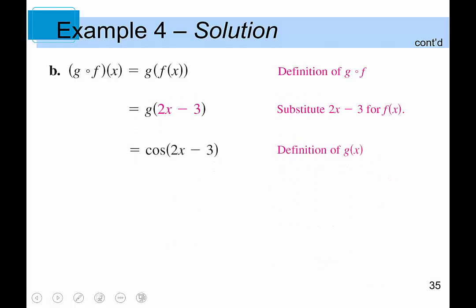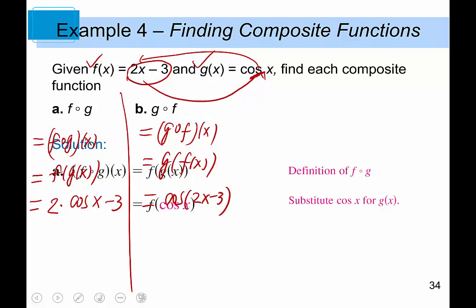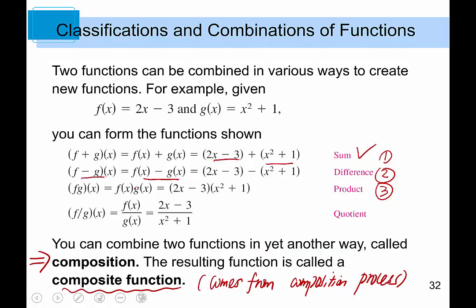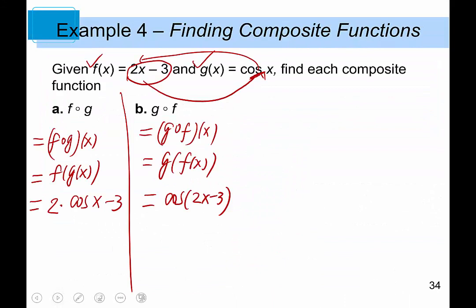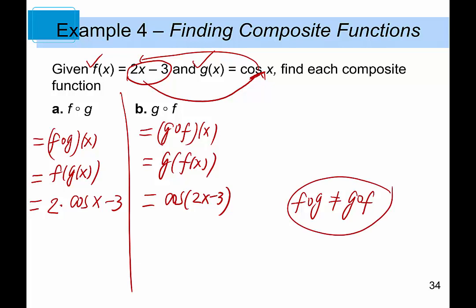So this is the detailed solution. As you can see, f of g of x and g of f of x are not the same. The result does not come out the same. F composite g in this case is definitely not equal to g composite f. So it's something you have to pay attention to.